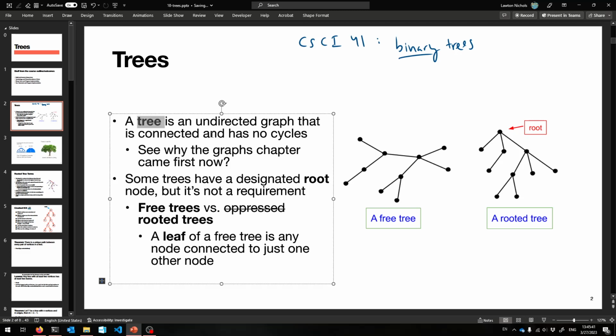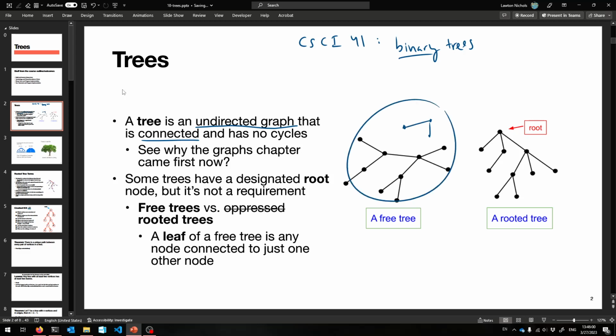A tree is actually defined to be a special kind of graph. That's why we need graphs first. A tree is an undirected graph, so there's no arrows. It can move in either direction, right? Parent to child or child to parent. It is connected. There's no dot over here that you can't get to, or some other subtree over here that's not part of this tree. That's not right. And it also has no cycles. There's no cycles in a tree, right?